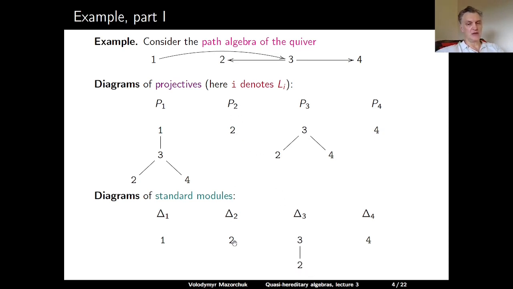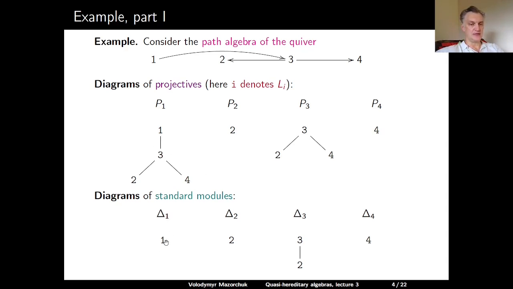P2 is simple, so delta 2 is L2, just directly by definition. And now delta 1. So P1 is this projective, and now we have to factor out the submodule which is generated by all simples 2, 3, and 4. So if you take 2, 4, and 3, everything generated by them should be factored out. So we factor out this part, and we get the simple L1.